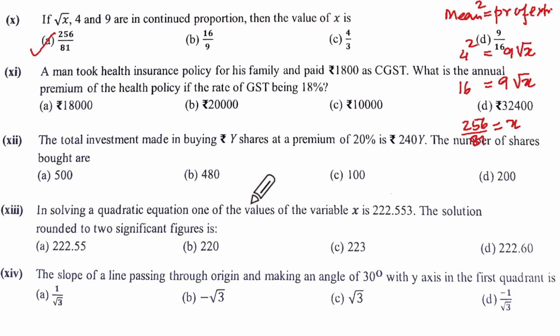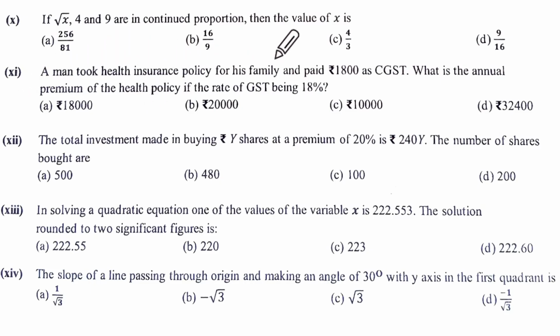Why 4 upon 3? X comes out to be 256 upon 81, no? How? 16 upon 9 is equal to square root of x, correct? I want x, so I'll have to square this and square this, right? Yes, ma'am. So it is this option A. Yes, ma'am.